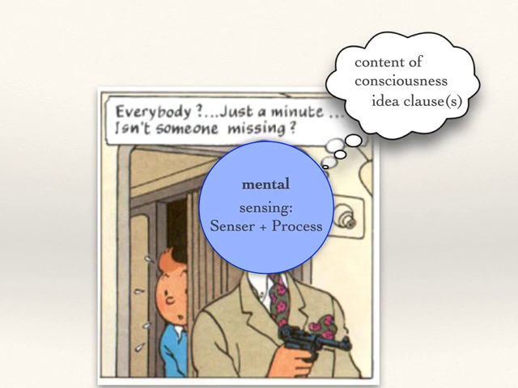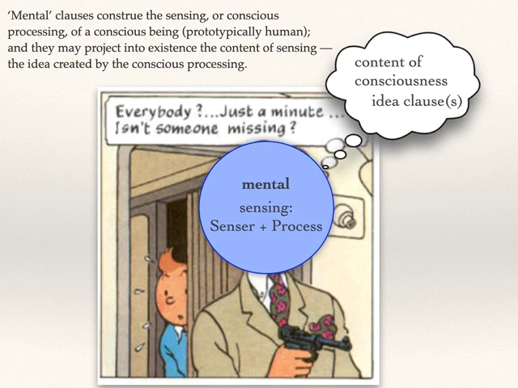So in a panel in a comic, you can draw a sensor, a person involved in the process of sensing. But the content of sensing, the content of consciousness, the ideas that are brought into existence by sensing, have to be represented by language separately in a thought cloud. Mental clauses construe the sensing or conscious processing of a conscious being, prototypically human, and they may project into existence the content of sensing, the idea created by the conscious processing.